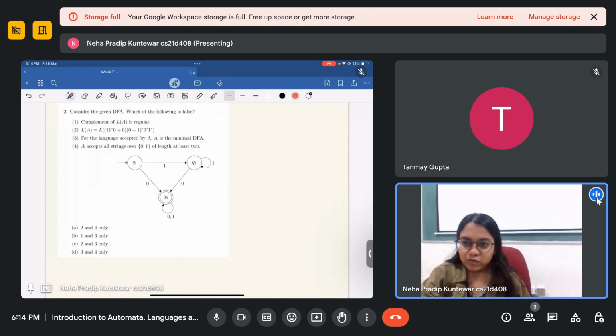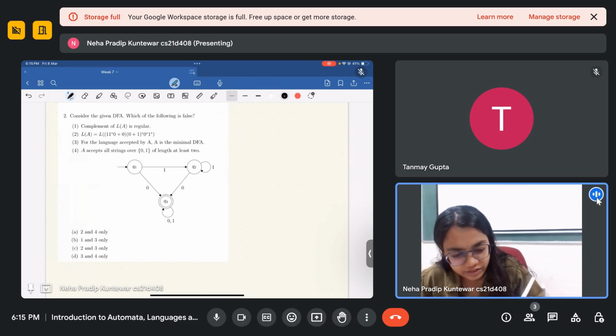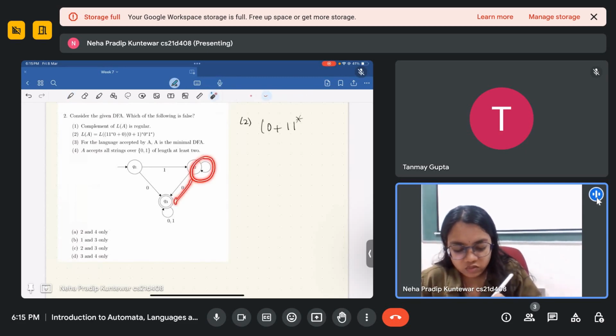Okay, so 2 is correct, that the language of this DFA that is given is okay. So let's write. We're checking whether statement 2 is correct or not. The only way to reach Q3 is either you read a 0 or you read a 1 followed by 1 star, which is here, and then a 0. So either you come from here or you come via this. So that is what this is capturing. And yeah, then basically once you reach Q3, it's any number of zeros or ones.